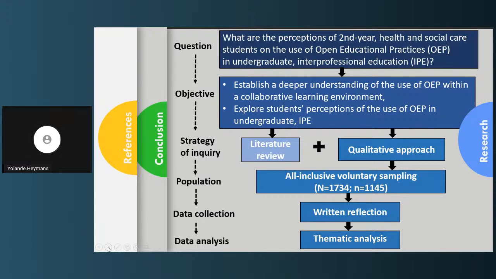How did they experience developing the OER? How did they experience finding resources? Things like that. So it was open-ended, and I think there were 6 questions. The students who did not give consent, their information was removed. We only used the anonymized data of the students who did give consent, and that data was thematically analyzed.